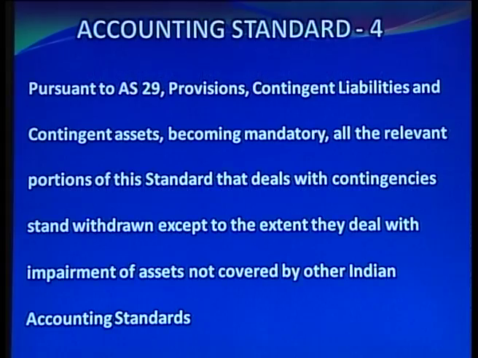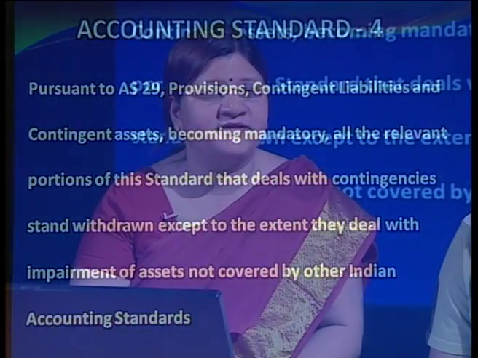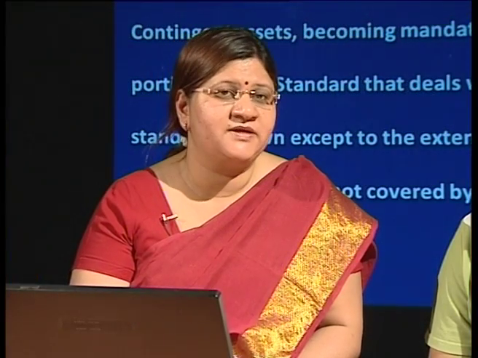So, let us have a look at accounting standard 4. Its heading is contingencies and events occurring after balance sheet date. So, I have already told you that accounting standard 29 has withdrawn certain aspects of accounting standard 4 and that is relating to contingencies. But to the extent of impairment of assets which are not covered by any other accounting standard, that is where accounting standard 28 is not applicable to certain class of assets or certain class of transactions, still they will be covered under accounting standard 4.